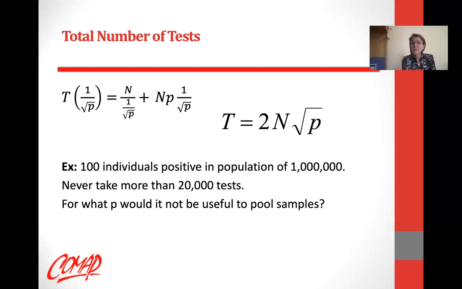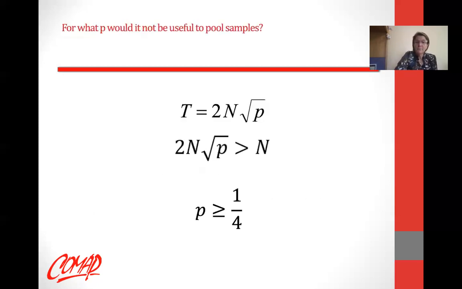2 times n times the square root of p. When is that bigger than n? There it is. When is 2 times n times the square root of p greater than n? For what p value? Well, luckily the n's divide out, and we actually get a value for p. If the probability of testing positive is bigger than 1/4 or 0.25, you shouldn't use pool testing. So again, very, very important result.